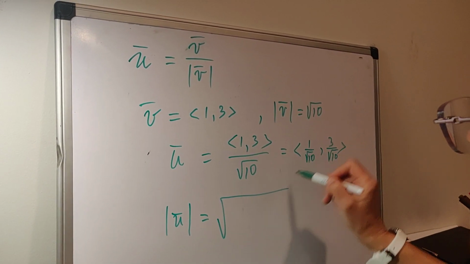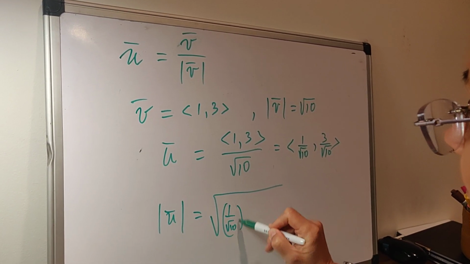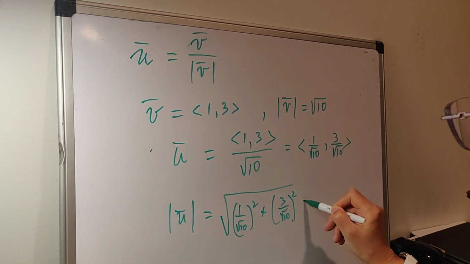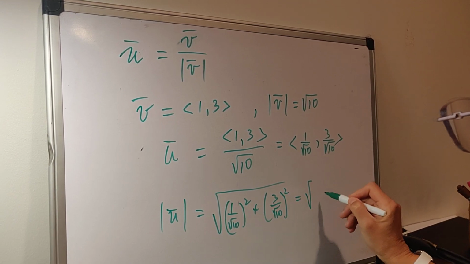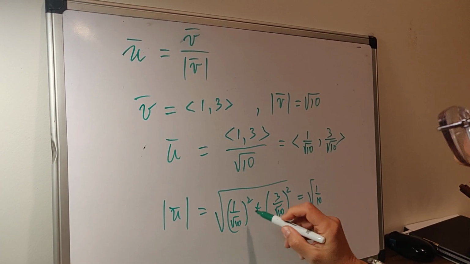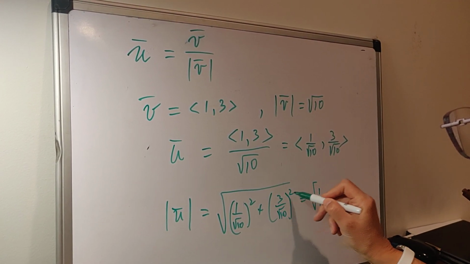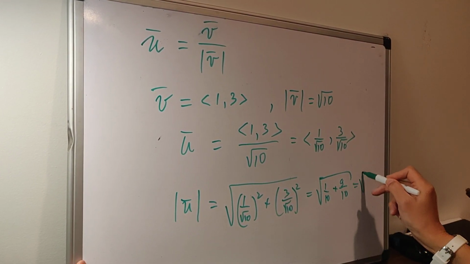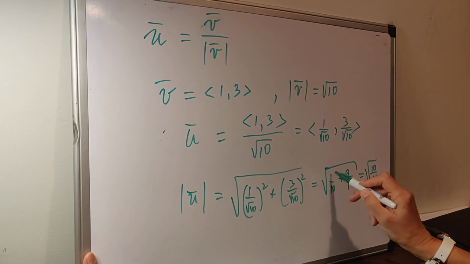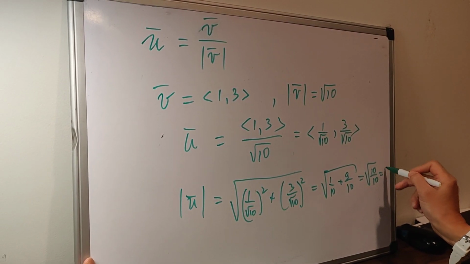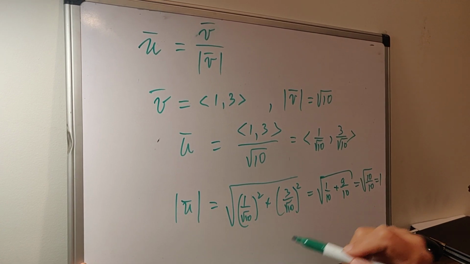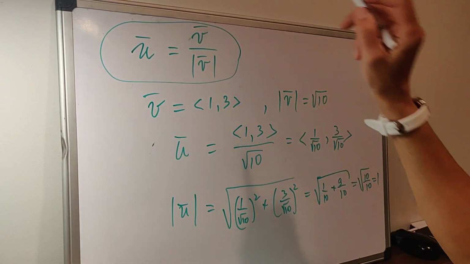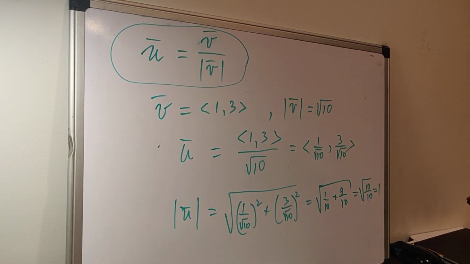Square root, I'm going to square this, 1 over square root of 10, and I'm going to square this, 3 over square root of 10. So what I'm going to have under the square root is 1 over 10, and here I'm going to have 3 squared is 9, and the square root of 10 squared is 10. So I'm going to have actually 10 over 10 because 1 plus 9 is 10 and the denominator is the same, which is 1. So yes, the magnitude of unit vector is equal to 1. So if I obtain the unit vector this way, I'm going to get 1. Okay?